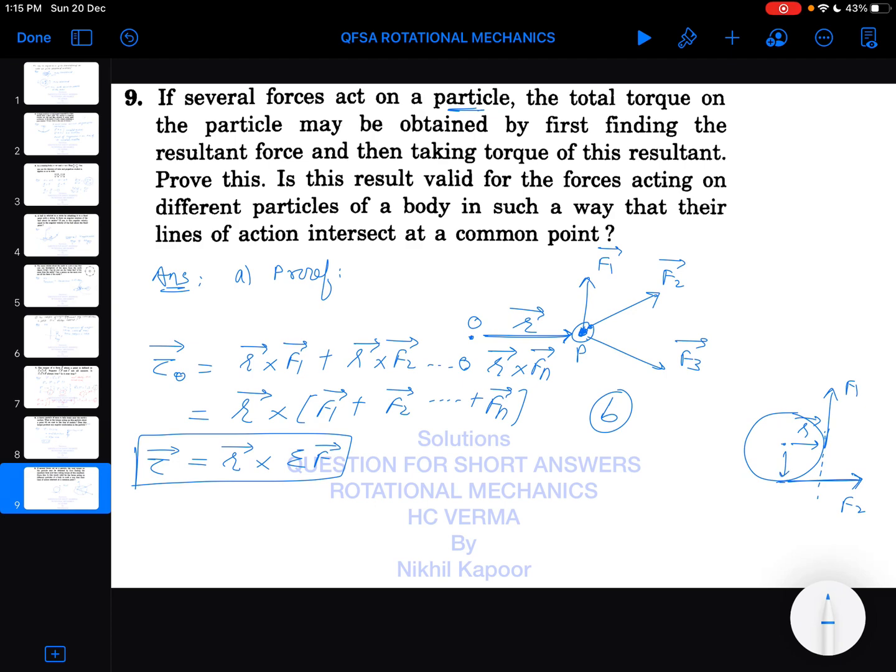So in that case, R bar cross F1 bar, and the shape of the body may be odd. So here from the origin this is R1 bar and this is R2 bar. So the net torque acting on the body will be the vector addition of both the torques, R1 bar cross F1 bar plus R2 bar cross F2 bar. Every time the body will not be circular, it can be of any shape. So about the origin, the distance of this force and the distance of this position will be different. So you cannot take R bar as common. So that's why it is not valid for such type of body always.